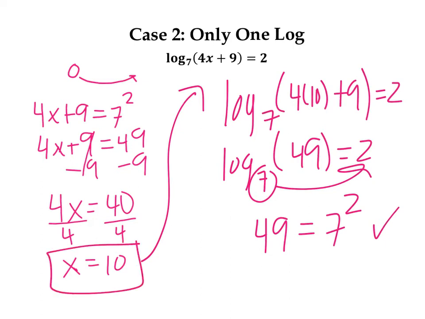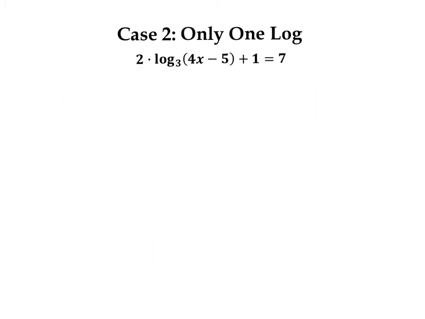Let's try one more scenario in this same case. Here is a little bit more complex, right? We only have one log on the left, so we're going to try to convert it from log form to exponential form. But for us to be able to do that, we need to get rid of this plus 1 and this times 2. We need to isolate the log. We want to leave this log by itself so we can then convert to exponential form. Whenever you're solving, as always, we want to do PEMDAS backwards, which is SADMAP.